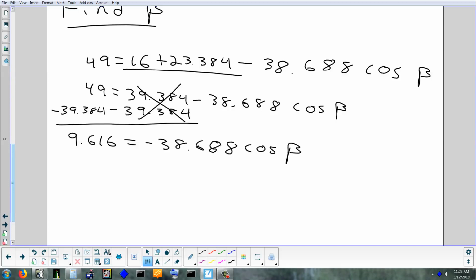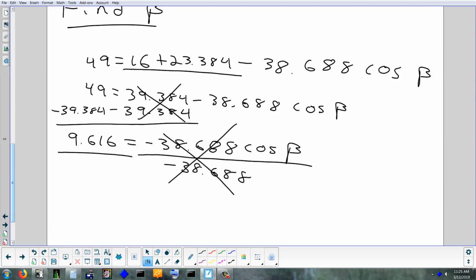Yep, and how would you get rid of the negative 38? Divide it. Yes, we divide each side by negative 38.688. That's gone. And divide by negative 38.688.